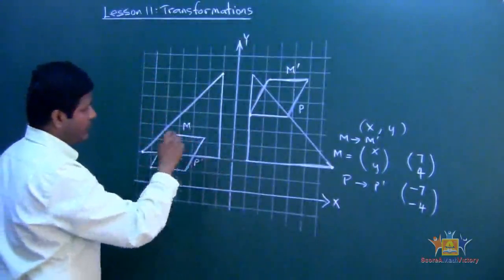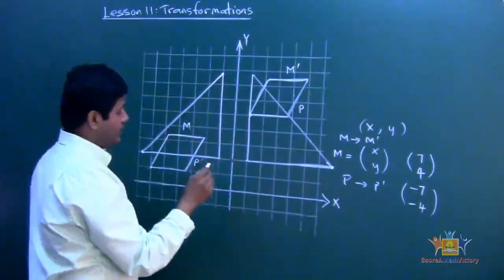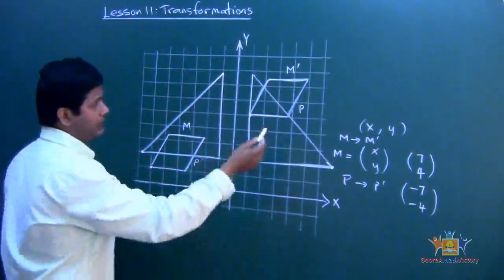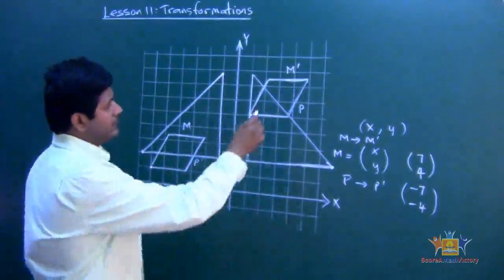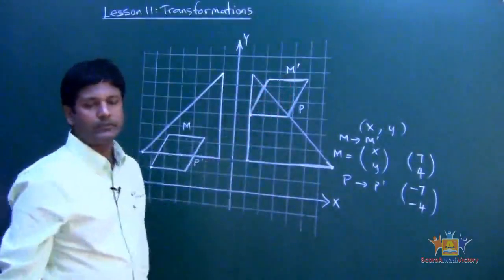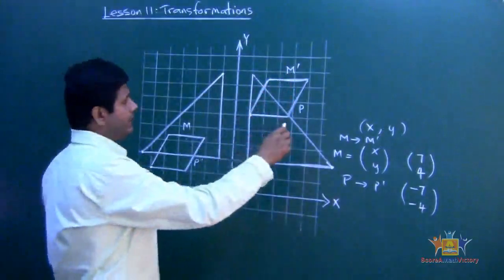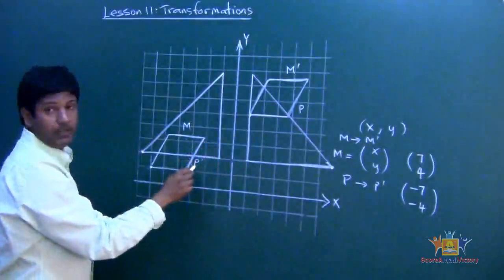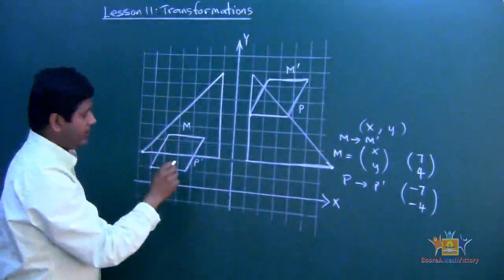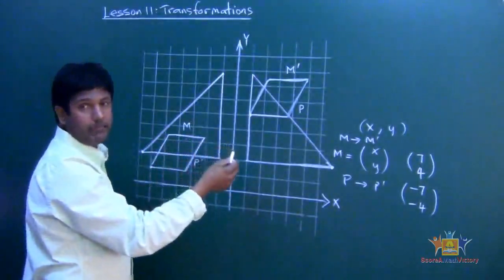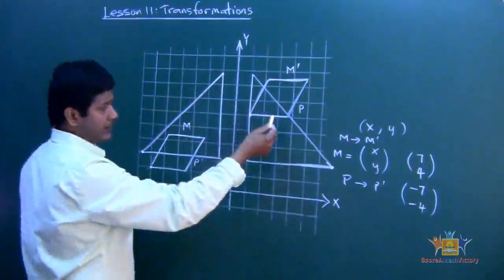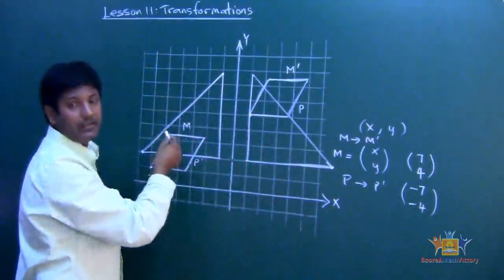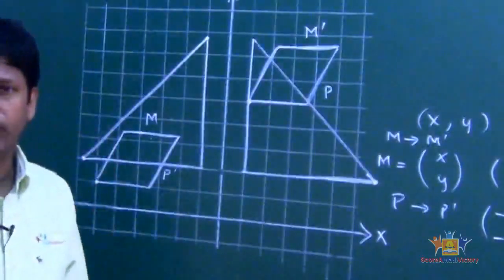So this one, M transformed to M image by 7 right, 4 up. If I asked you, this turned out to be the image, if this is the object P, and the image of P is right here, what's the mapping of this from P to P image? -7, -4. Left by 7, down by 4. See that?